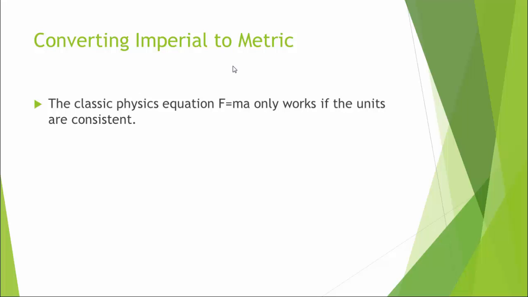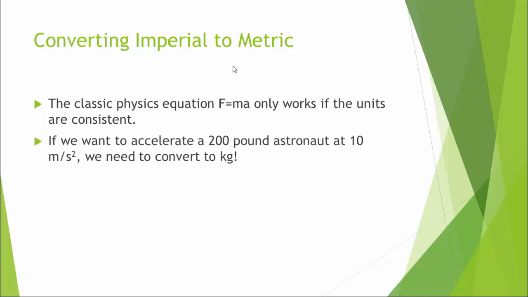That imperial to metric conversion caused so much trouble with the Gimli Glider and the Mars probe. F is equal to ma only if the units are consistent. So if we want to accelerate a 200-pound astronaut at 10 meters per second squared, we need to know the astronaut's weight in kilograms, not pounds.